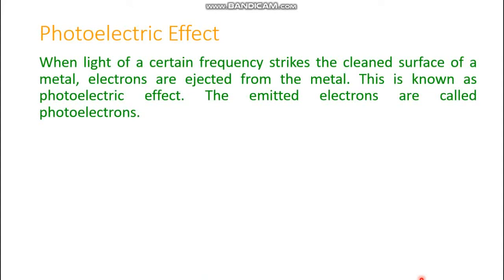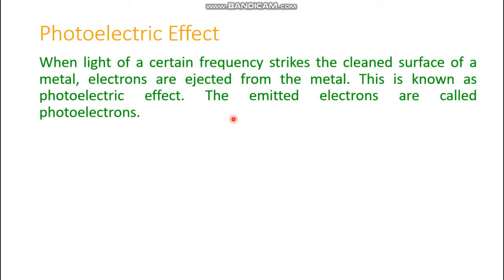When light of a certain frequency strikes the cleaned surface of a metal, electrons are ejected from the metal. So firstly, you can conclude that photons have some momentum, otherwise they couldn't eject an electron, because an electron is a light substance but still has some mass. So light has particle nature also, and those particles are known as photons. This is known as the photoelectric effect.